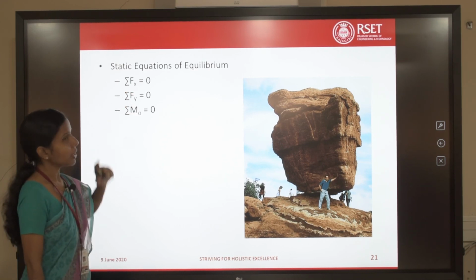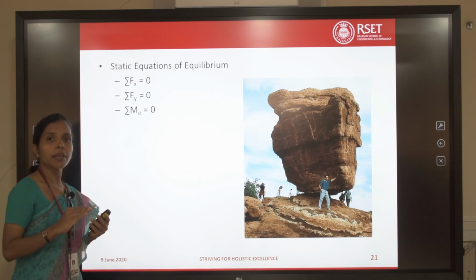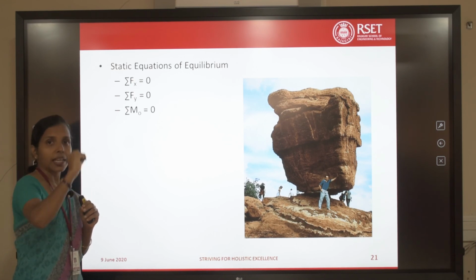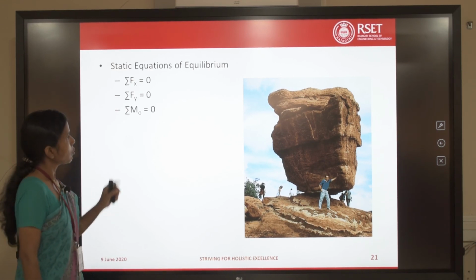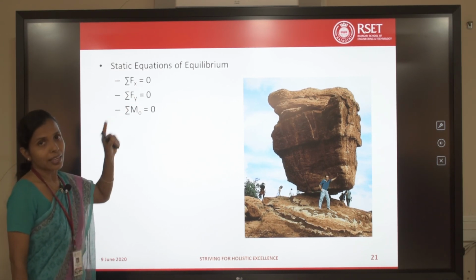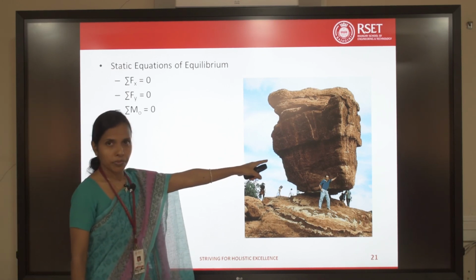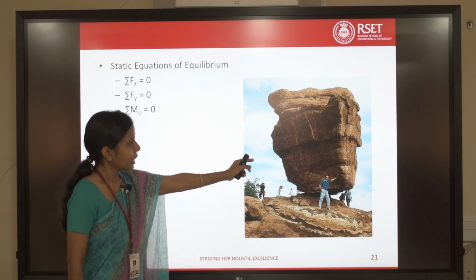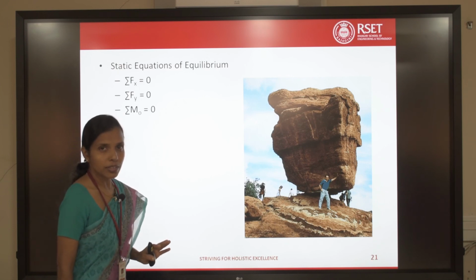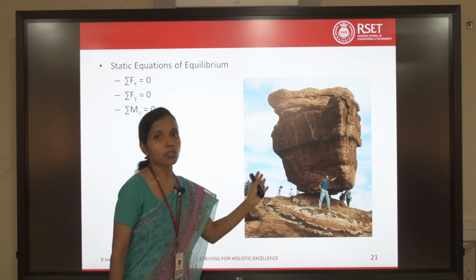Why did I write sigma Fx and Fy instead of sigma F equal to 0? Because any force can be converted into two mutually perpendicular components, one along the x direction and the other along the y direction. Okay. So, it is easy for us to solve the problems with the components rather than the single force. So, that is why I have written like this. So, just imagine this rock. In this case, we can say that it is not moving. In what sense do we say that? That it is not translating in any of the directions, and also it is not rotating.